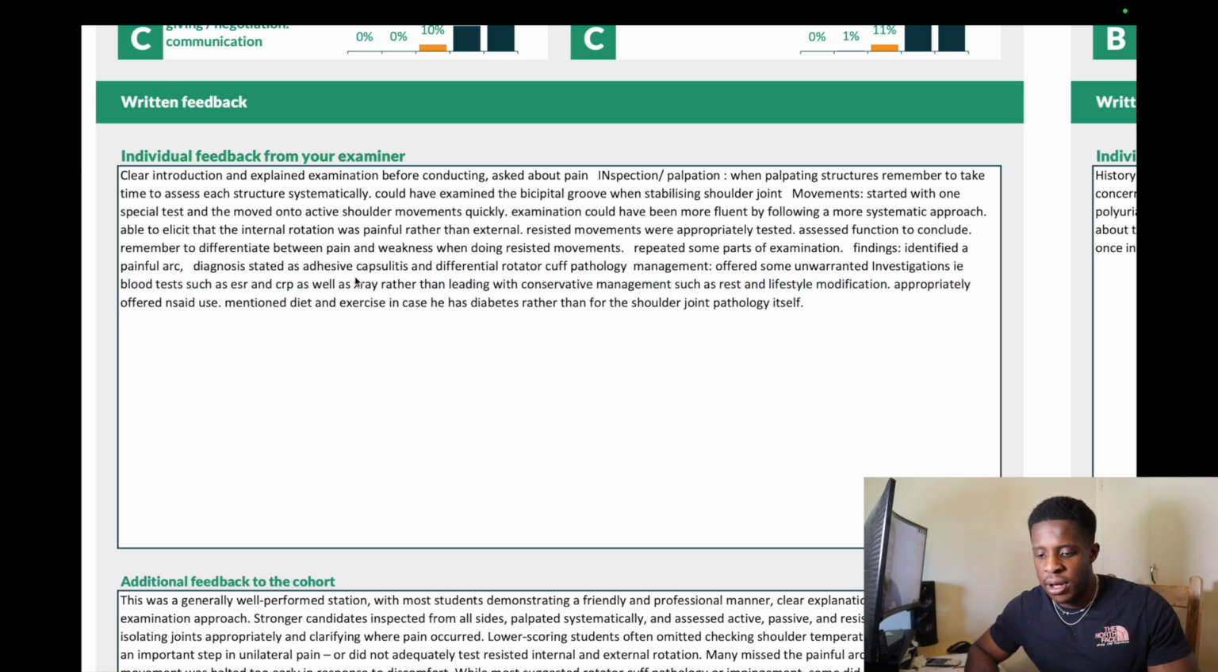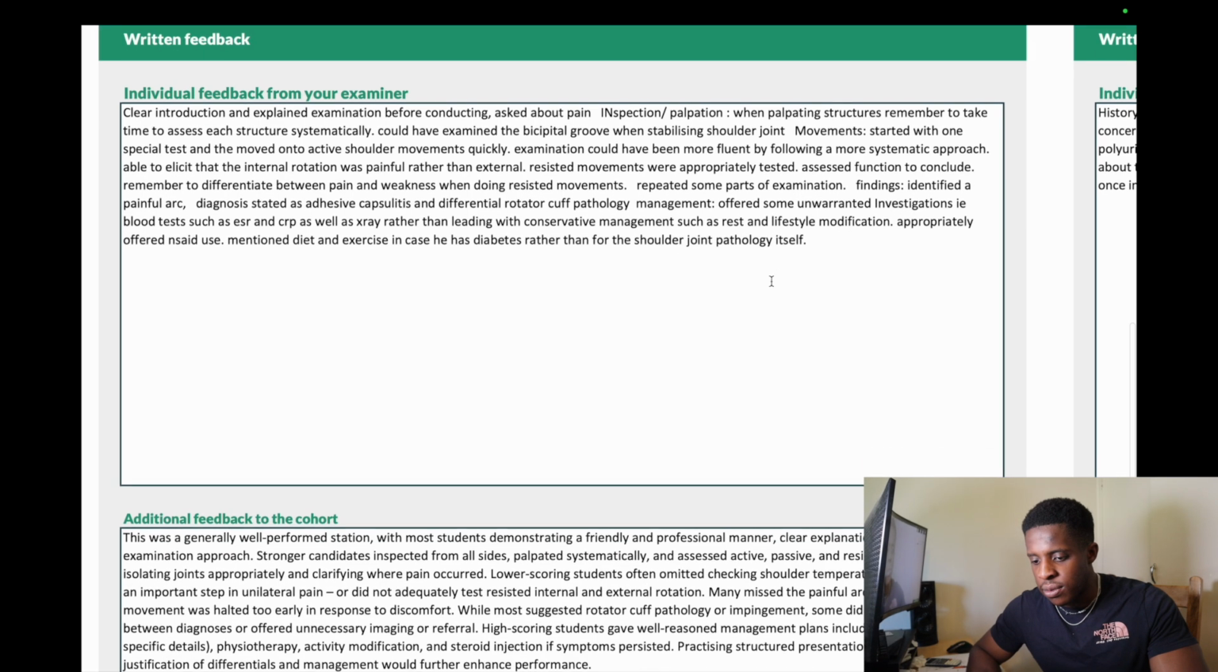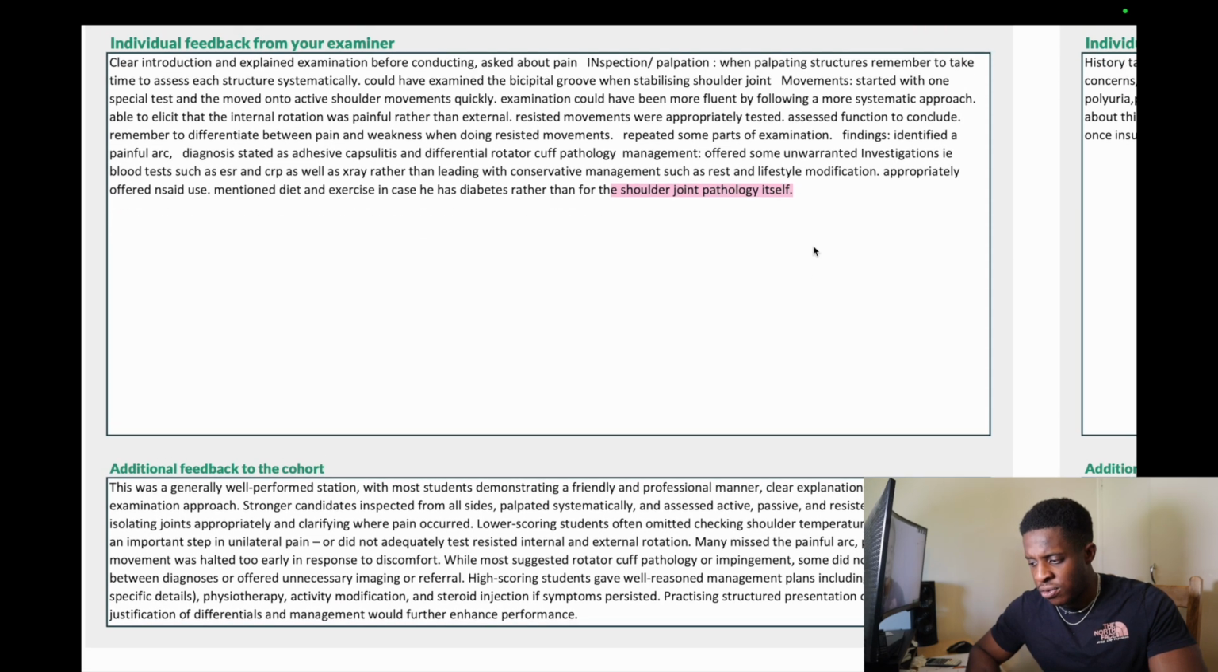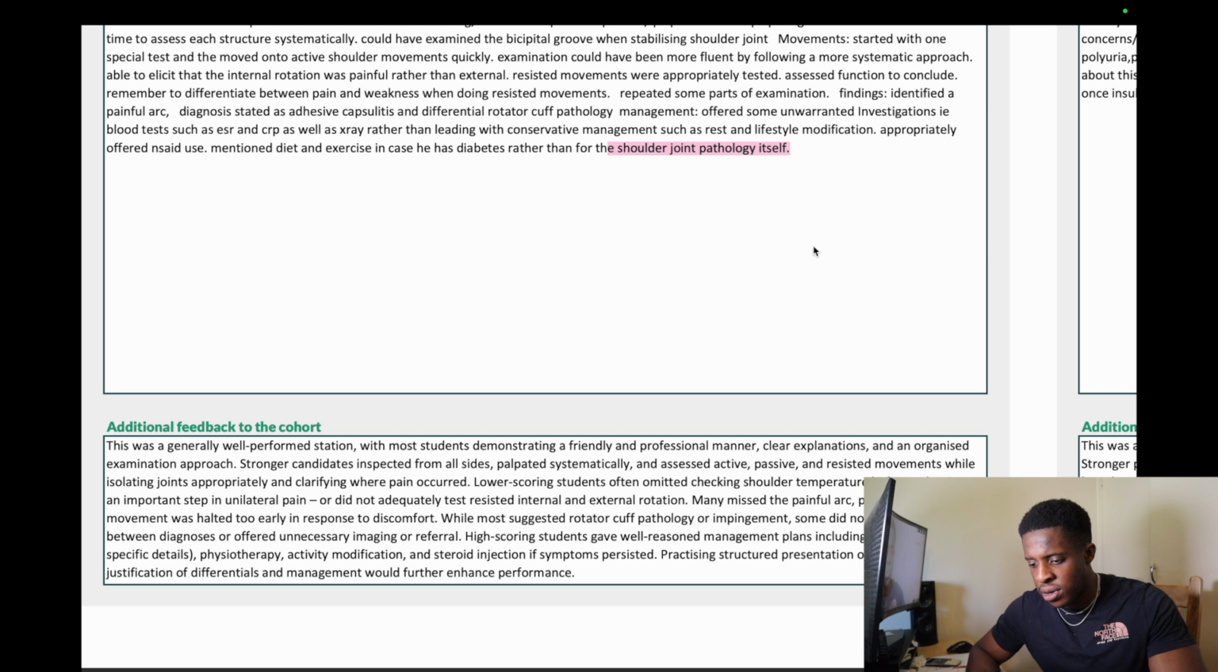Okay, and cohort feedback. This was generally a well-performed station, with most students demonstrating a friendly and professional manner, clear explanations and an organized examination approach. Stronger candidates examined from all sides, palpated systematically, and assessed active, passive and resisted movements while isolating joints appropriately and clarifying where pain occurred. Lower scoring students often omitted checking shoulder temperature before palpation, an important step in unilateral pain, or did not adequately test resisted internal and external rotation. Many missed the painful arc, particularly when movement was halted too early in response to discomfort.